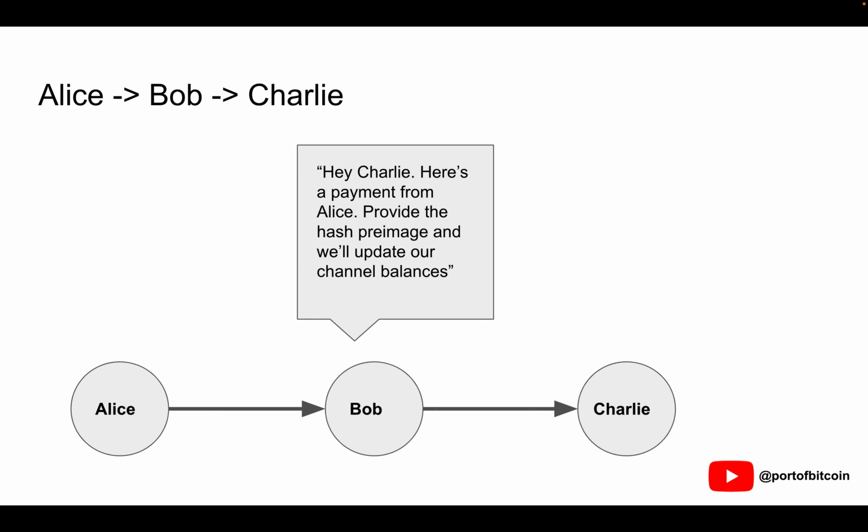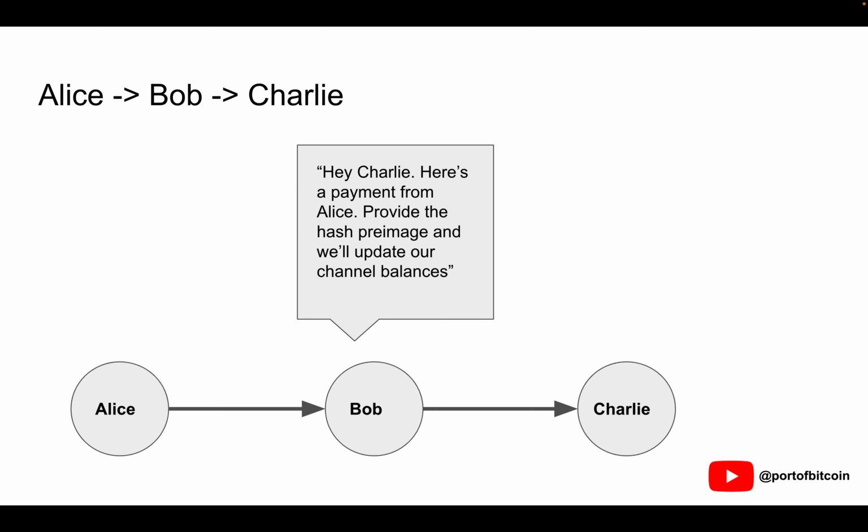So the flow of this payment is that in the Lightning channel between Alice and Bob, there are going to be balances moved from Alice's side of the channel to Bob's, and in Bob and Charlie's channel there's going to be balance moved from Bob's side of the channel to Charlie's.